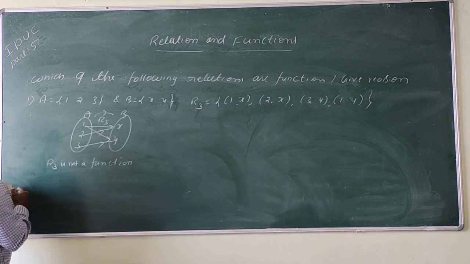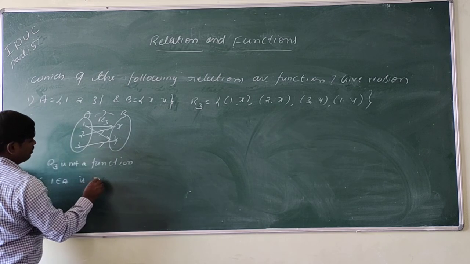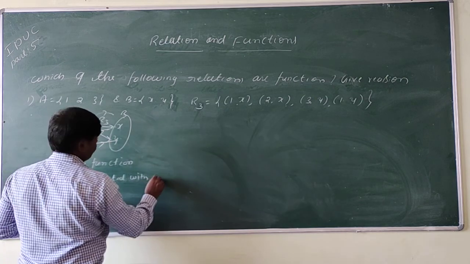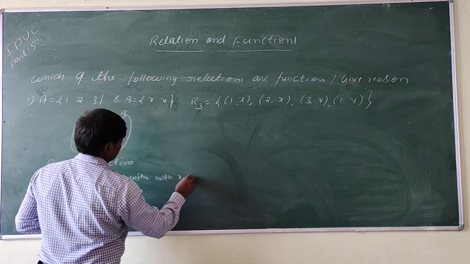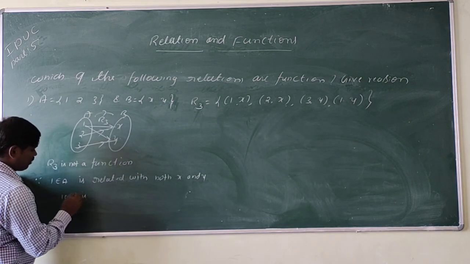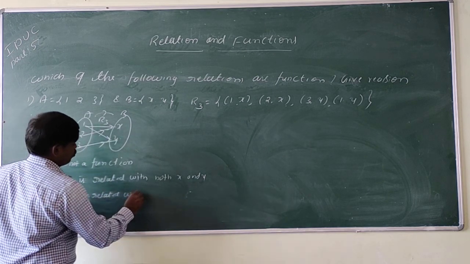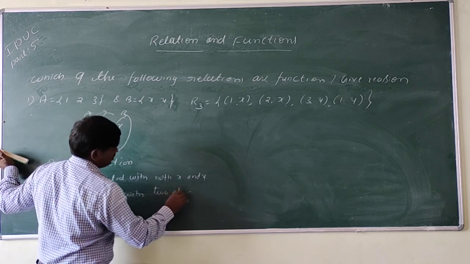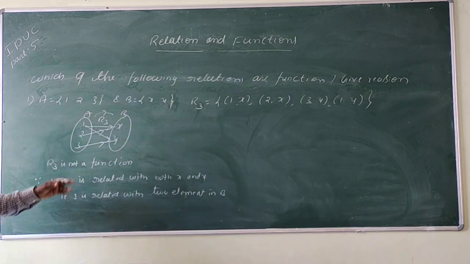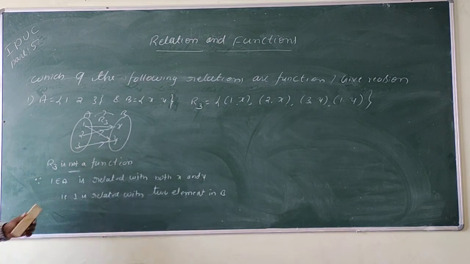So the reason: because 1 in A is related with both x and y. That means 1 is related with two elements in B. So therefore it is not a function. So write down.